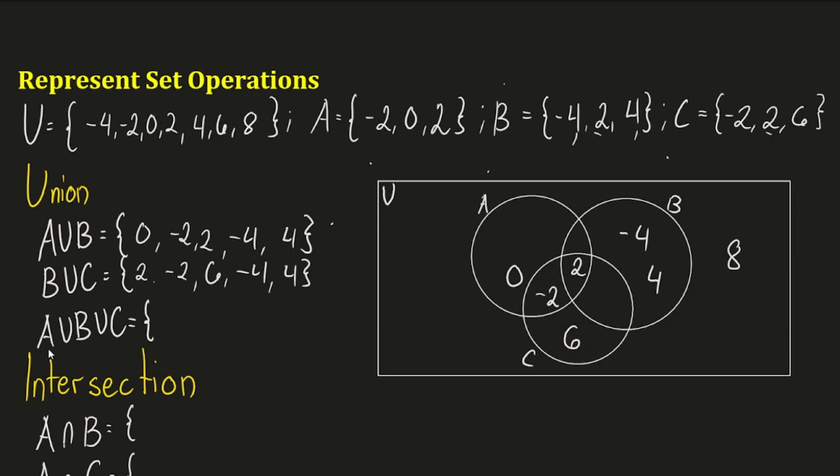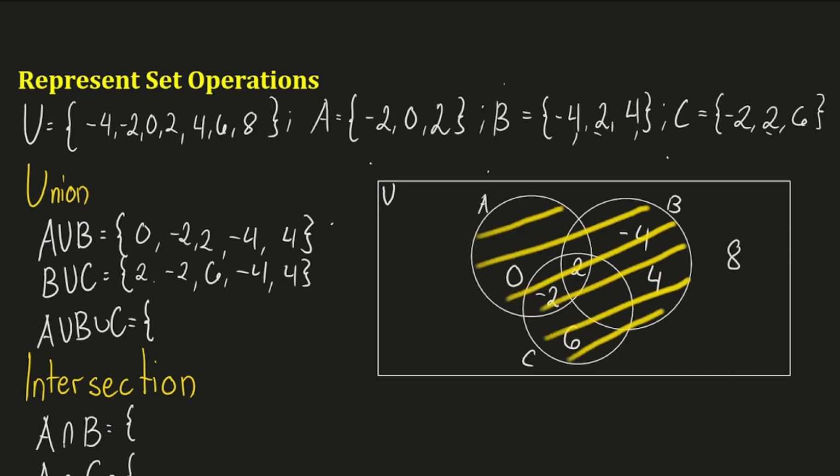So what is the union of A, B, and C? You want to do it by 2s. So first, you're going to do A union B, then all of the elements there, union of C. But since we have the Venn diagram, it's much easier.